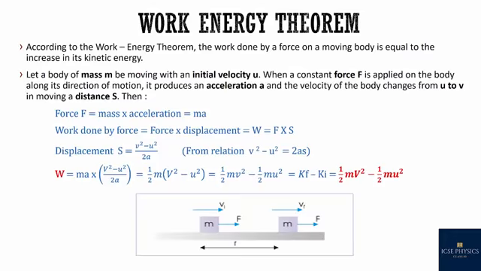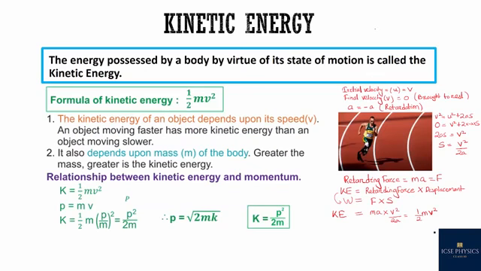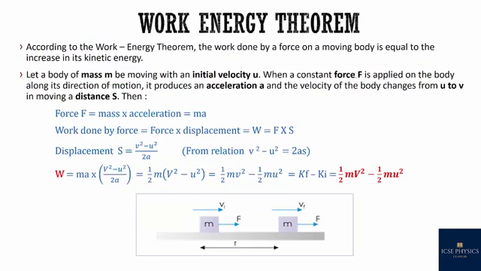So what will happen? In the earlier case, what happened? We had a body moving like this and we applied a force to stop it. But if the body is moving in this direction, and we apply a force in the same direction, what will happen? The speed will increase. So this work energy theorem states that if force is applied in the direction of motion of a body, it accelerates the motion and thus increases the kinetic energy of the body. The increase in kinetic energy is equal to the work done by the force on the body.